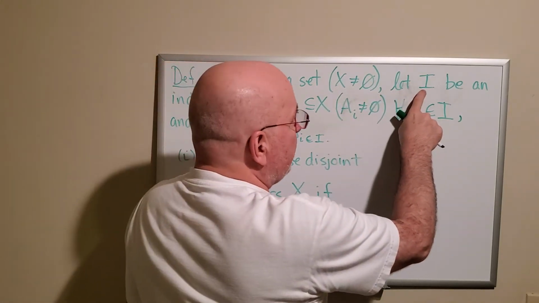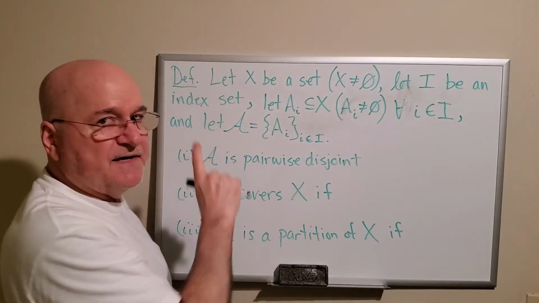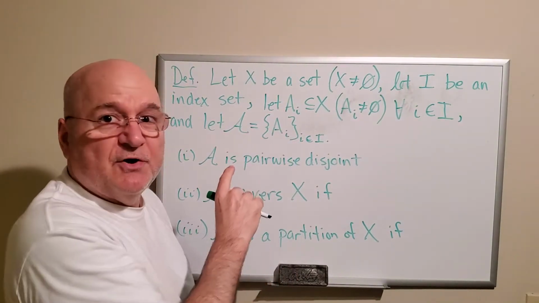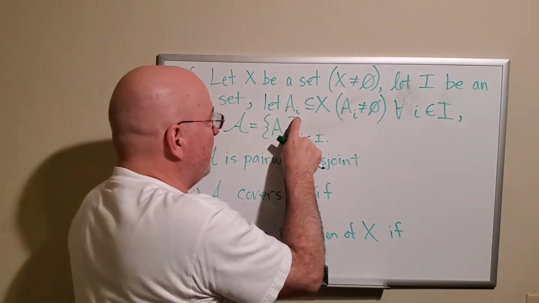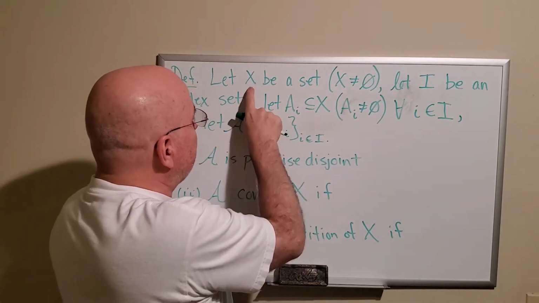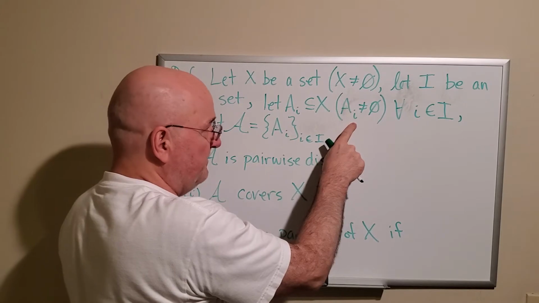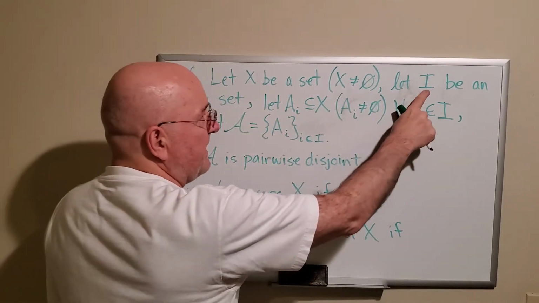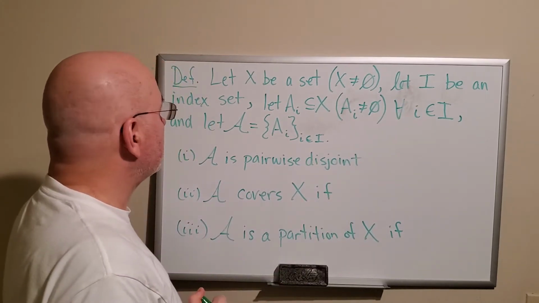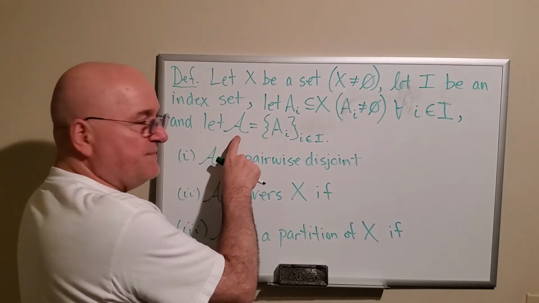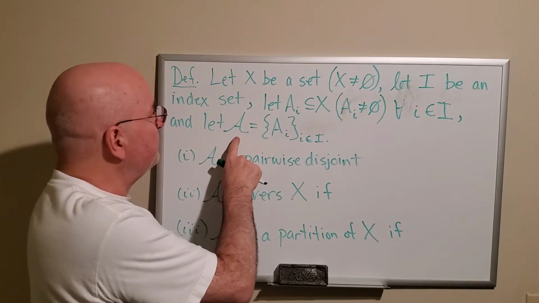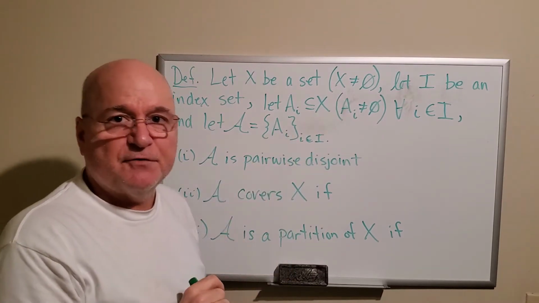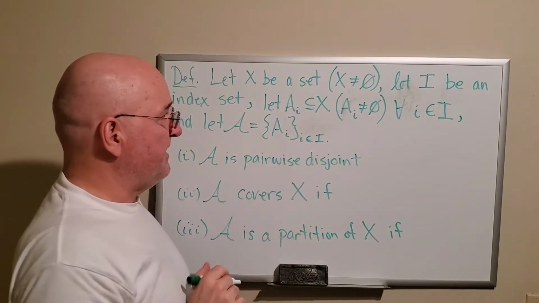We're going to let I, capital I, be an index set. We'll review what that means. Well, actually, we'll note it right here. Let A sub little i be a subset of X and not empty for every single i that's in this index set, capital I. And then we're going to let script A be the collection, or the set, of all of the A sub i for i in capital I.